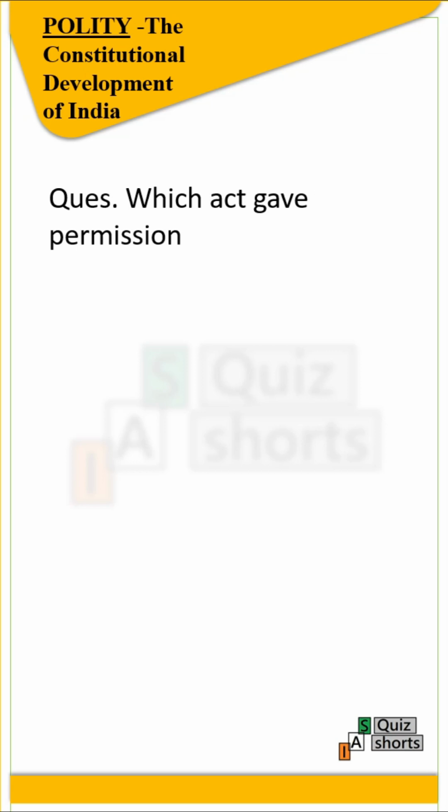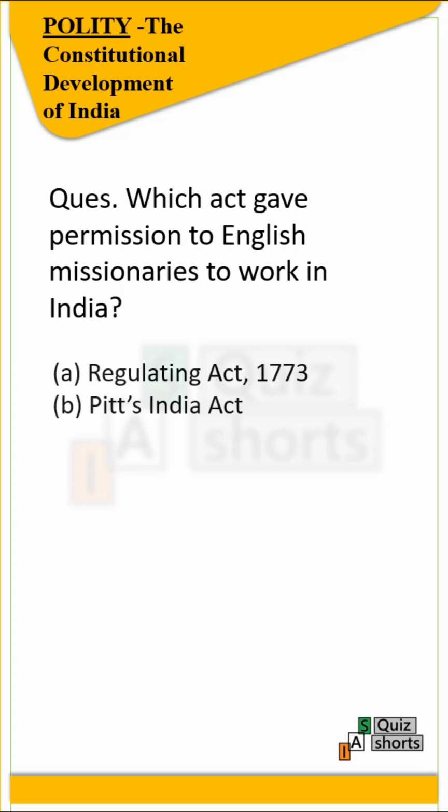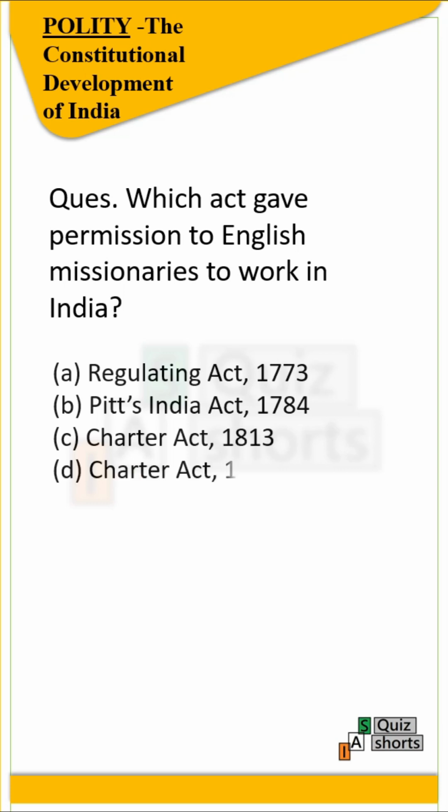Question. Which act gave permission to English missionaries to work in India? Option A Regulating Act 1773. Option B Pitt's India Act 1784. Option C Charter Act 1813. Option D Charter Act 1833. Answer is Charter Act 1813.